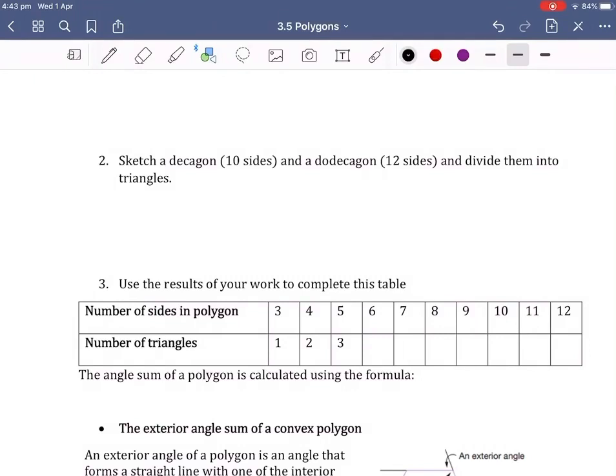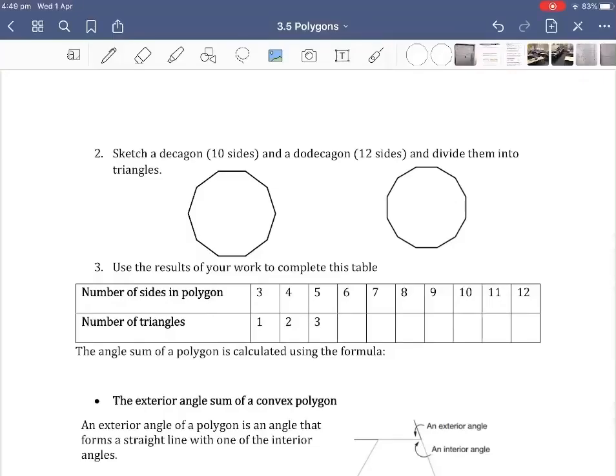Now I want you to sketch a decagon, a 10-sided shape, and a dodecagon, a 12-sided shape, and then divide them into triangles. So pause the video here, have a go at doing it yourself. Alrighty, hopefully you've come back and you have drawn a decagon and a dodecagon exactly like I have.